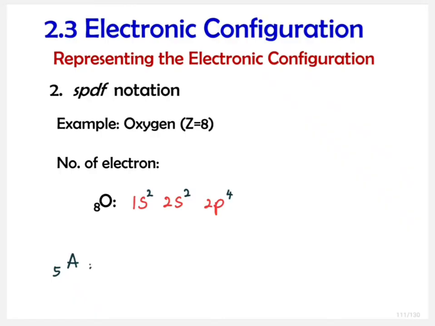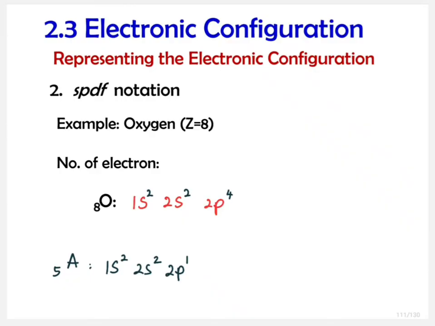Okay, so saya nak guna spdf notation. So, 1s2, 2s2. So, sekarang dah 4 elektron kan. So, kita tinggal satu lagi elektron, kita nak isi 2p. Okay, walaupun ada satu sahaja elektron, jangan lupa letak satu ni. Okay, this 1 must be indicated in your spdf notation.